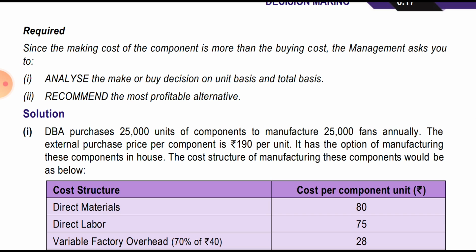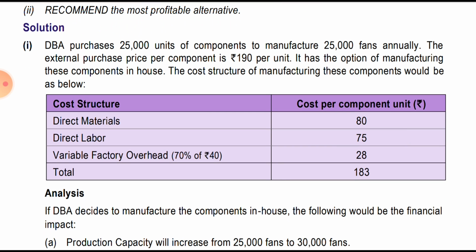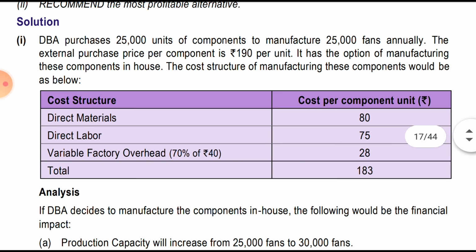First, what they asked is to analyze the make or buy decision. DBA purchases 25,000 units of the component to manufacture 25,000 fans, and sells 25,000. This is just analyzing what we discussed above while reading the question. The external purchase price is 190. It has an option of manufacturing this component in-house. The cost structure of manufacturing this component is as below: 80, 75, and only the variable part of the factory overheads, 28. It amounts to 183.